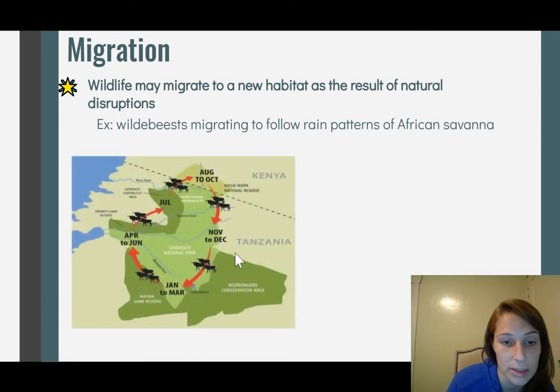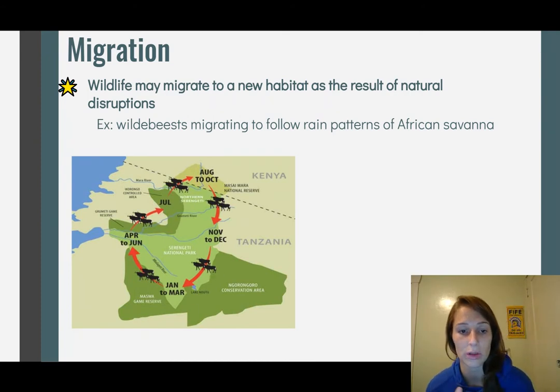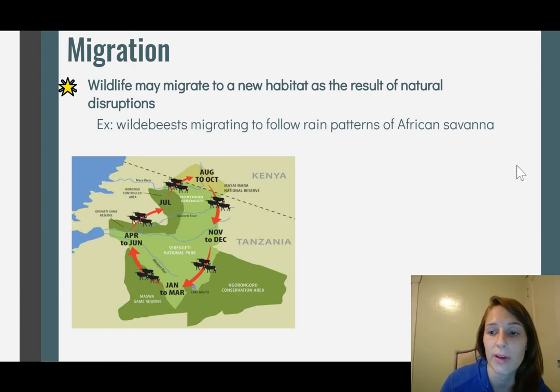So if you look at an example here, throughout the year, the wildebeests move to different areas based on the rain patterns, as the rain patterns move throughout the year. From August to October, they're going to be farther up, across the border into Kenya, and then they're going to move down farther south to Tanzania, following some of the rivers and lakes and rain patterns in order to make sure that they have the water that they need to survive.